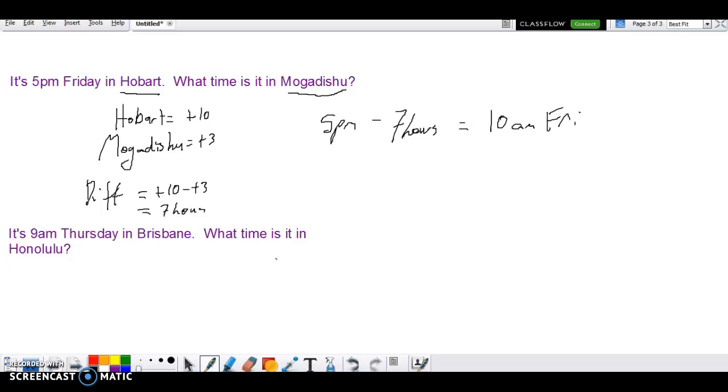Okay, so next one. It's 9 a.m. Thursday in Brisbane. Okay, and Brisbane is plus 10, remember that. What time is it in Honolulu? Okay, let's go and have a look.